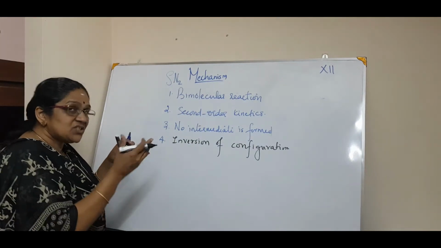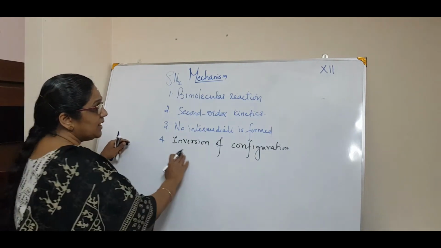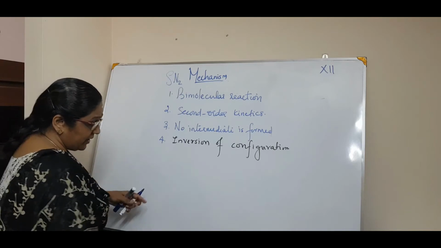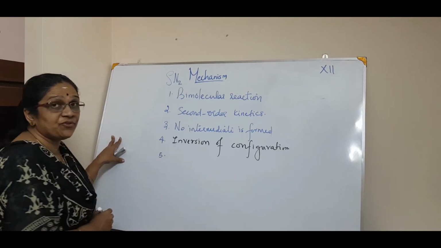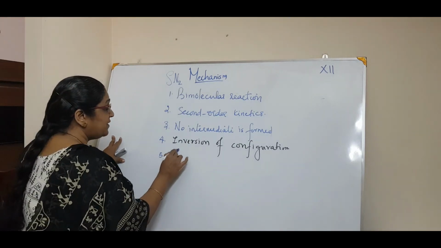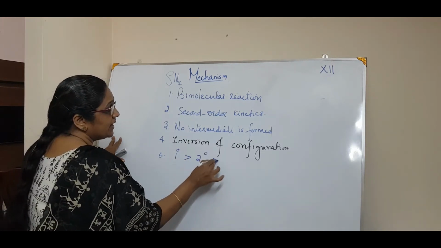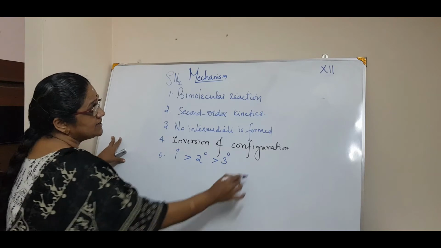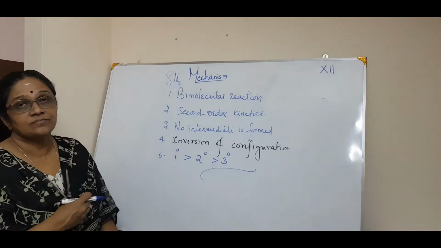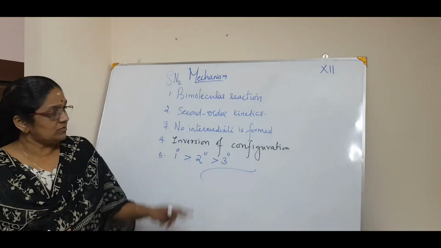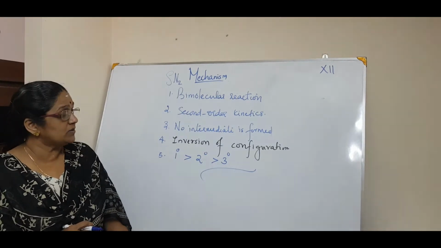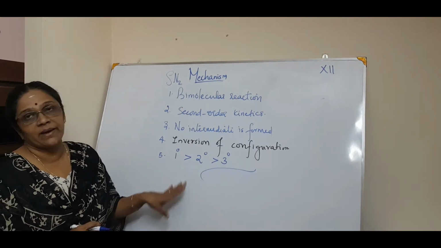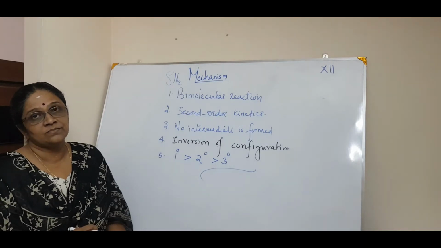Or just do it yourself, how it comes. The inversion of configuration is a very, very important point. And the fifth one is the order of reactivity, that is primary greater than secondary greater than tertiary. See? So this is all about the SN2 mechanism. You got it?